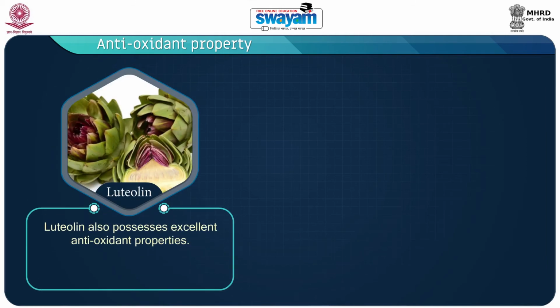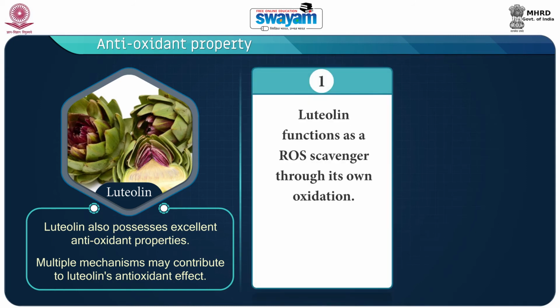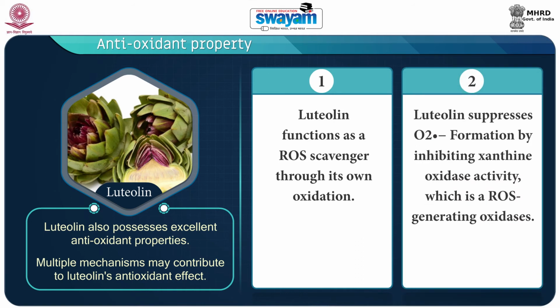Luteolin also possesses excellent antioxidant properties. Multiple mechanisms may contribute to luteolin's antioxidant effect. Firstly, luteolin functions as a ROS scavenger through its own antioxidant nature. Secondly, luteolin suppresses oxygen radical formation by inhibiting xanthine oxidase activity, which is a ROS-generating oxidase.